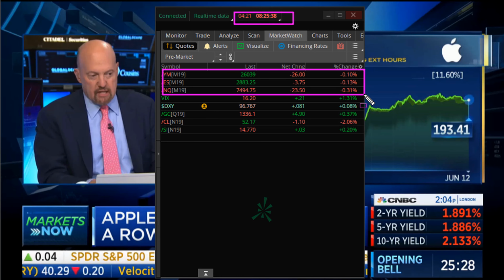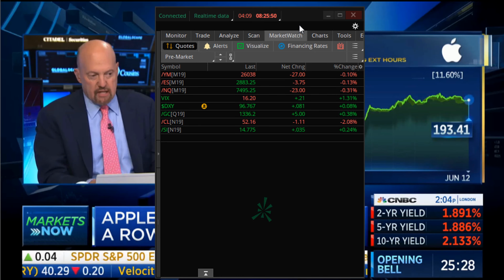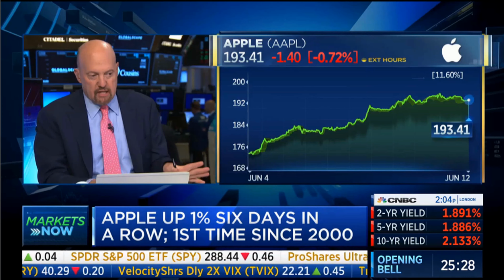Markets are called to pretty much open unchanged for the day, but I wanted to discuss here. I see on the news headline they're talking about the fact that Apple has had a nice couple of sessions, up 1% in each of the last 6 days. So 1% up for the last 6 sessions.